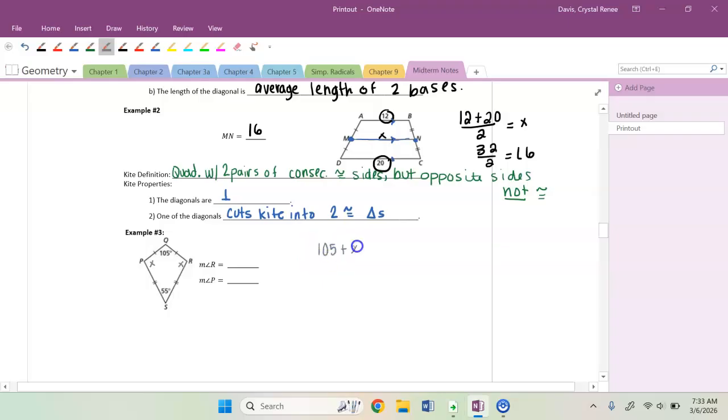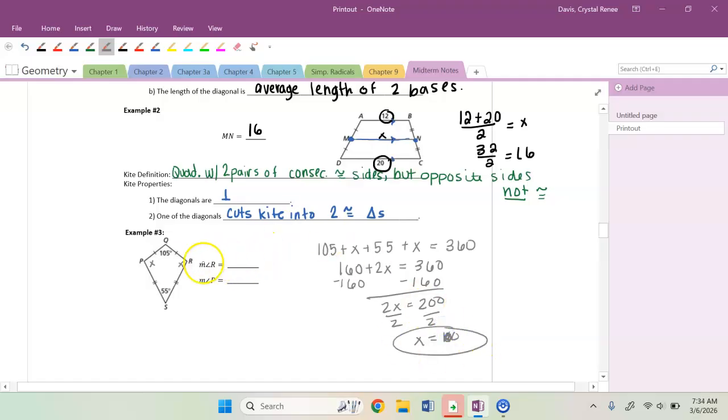So I can do 105 plus x plus 55 plus x is equal to 360. Now 160 plus 2x is equal to 360. Minus 160, minus 160, I get 2x is equal to 200, which means that x has to equal 100, not 110. So x is equal to 100, which means angle R is 100 degrees. Angle P is also 100 degrees.